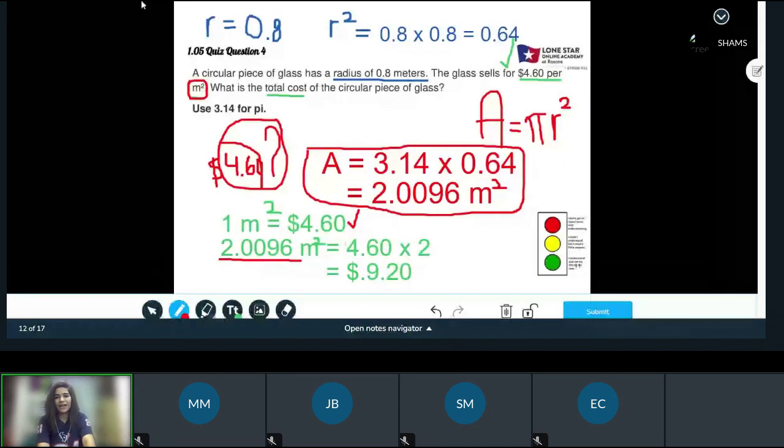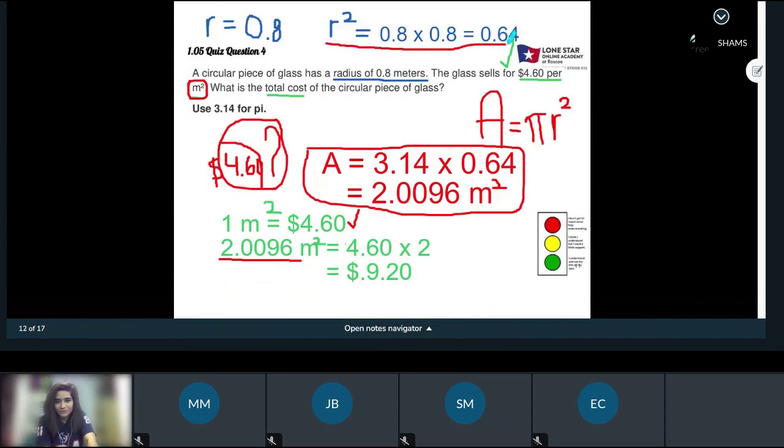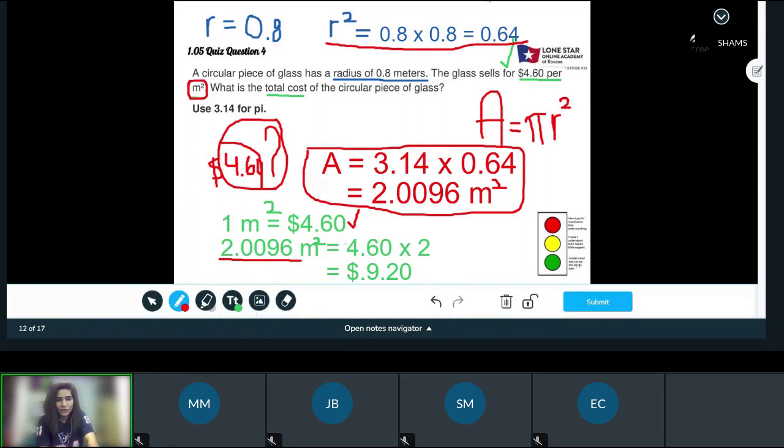And where did I get 0.64? 0.64 is r squared. 0.8 times 0.8. Okay, r squared is 0.64 because for finding area, I need r squared. R squared means multiply the number by itself. If radius is 0.8, then r squared is 0.8 times 0.8. JJ, I remember the magic trick.